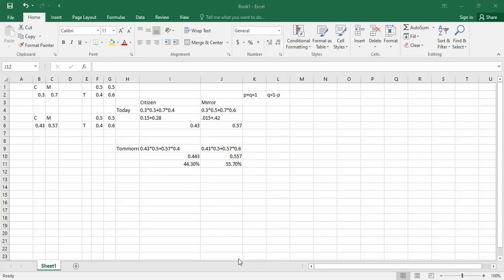This depends on the transition matrix. For instance, our transition matrix here is 0.5, 0.4, 0.6. I've said we are guided by the stochastic equivalent, where we say P plus Q is equal to 1.